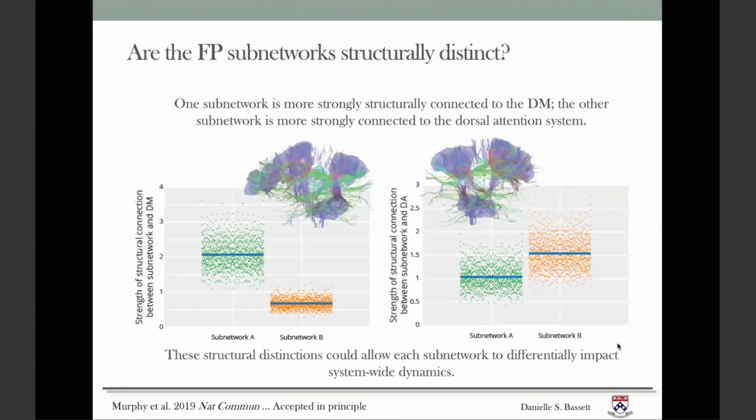On the y-axis is strength of structural connection between each subnetwork and the default mode. Here you see that subnetwork A preferentially connects to the default mode system. And then here you see on the second graph, strength of structural connectivity between that subnetwork and the dorsal attention system. And here you see that it's subnetwork B that is more strongly structurally connected to the dorsal attention system. So this suggests to us that these two subnetworks are not just functionally distinct, which we can observe from the weighted stochastic block model, but also structurally distinct, suggesting they're possibly able to differentially impact system-wide dynamics, or there's a structural support for that claim.